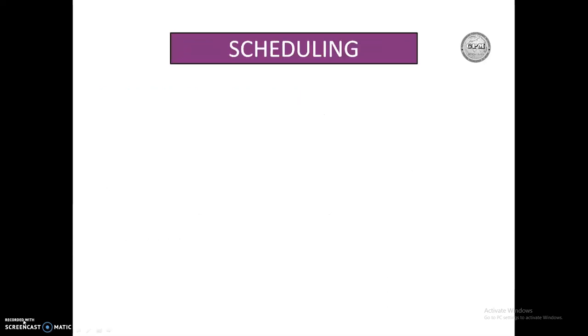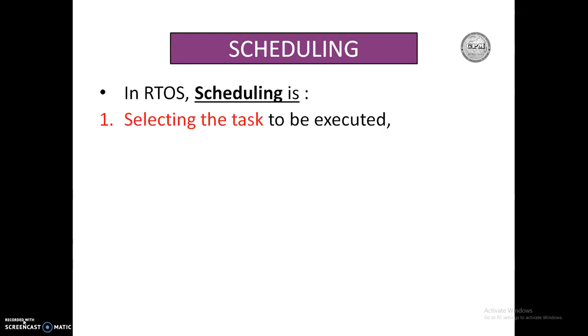Let us first start with scheduling. It is a concept in a real-time operating system which selects the task for execution at a given point of time. In a real-time operating system, a task is the basic building block of software. It is simply a subroutine or a small program. So each task to be executed needs some CPU time for execution.